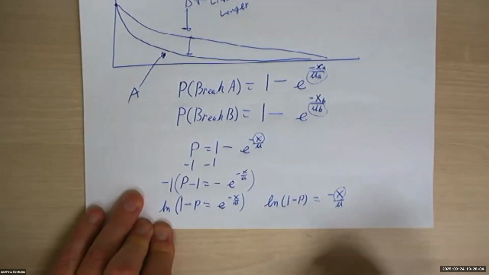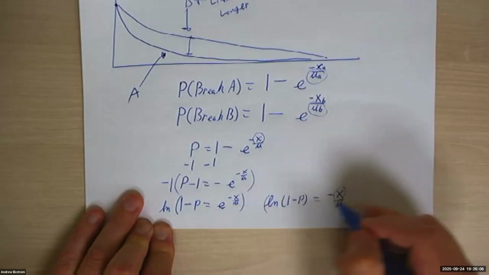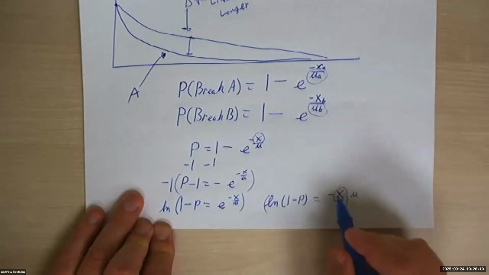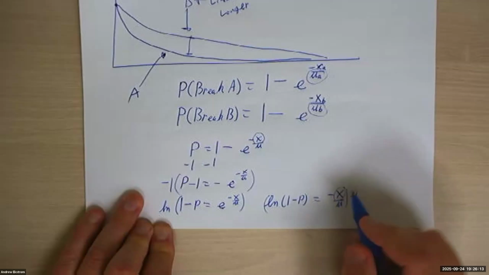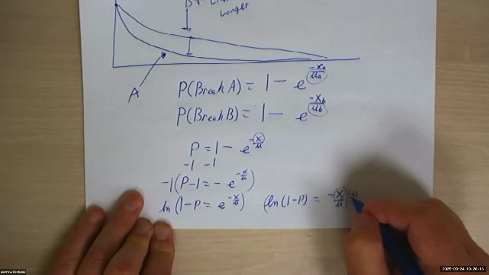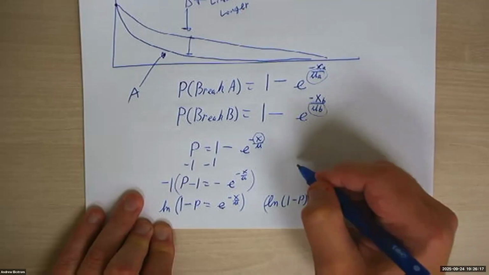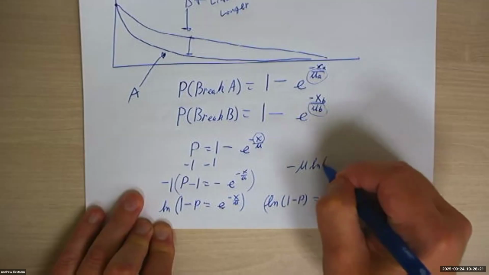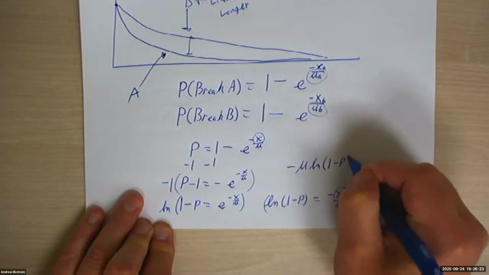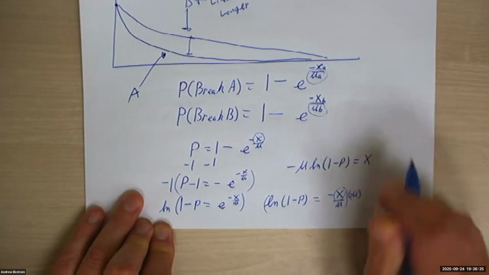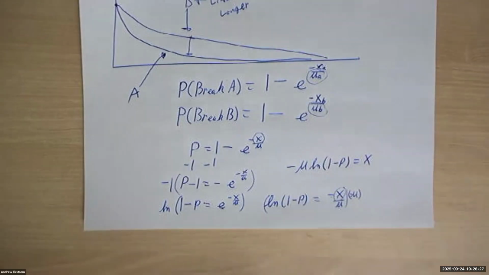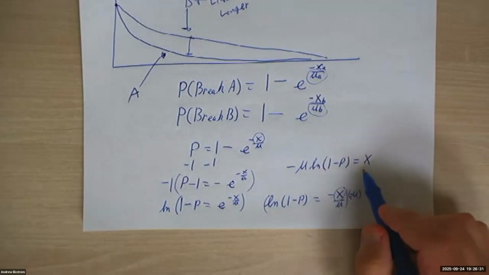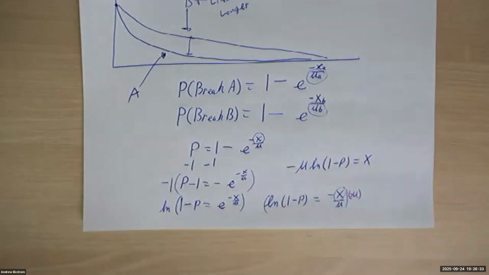So if I want to get x by itself, I have to multiply both sides by mu. And because of the negative here, this is actually going to be negative mu times the natural log of 1 minus p, which gives us x.